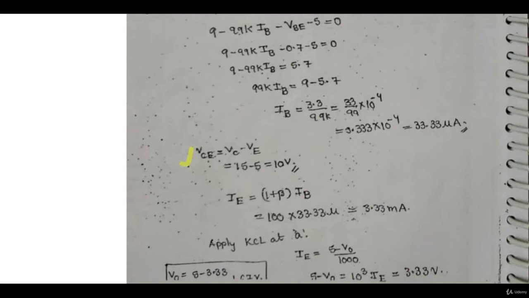IE is (1 plus beta) IB, so 3.33 milliampere, that will be 100 times 33.33 microampere. We are assuming here it is in the active region, but we check the VCE value. VCE value is 10 volt and VCC value is 15 volt. V saturation will be 0.2, so VCE is between 15 and V saturation, hence we can assume active. So it is in the active region, which we checked using the VCE value.